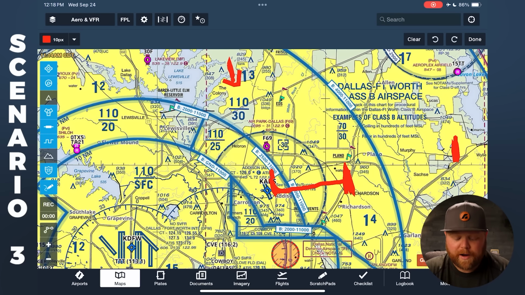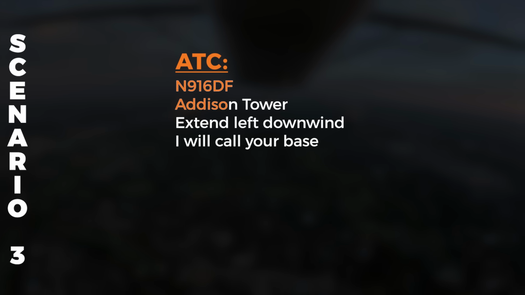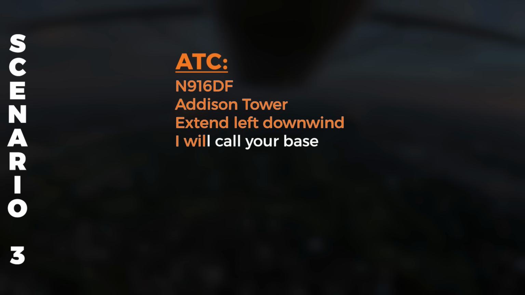So they know that you probably can't see this jet traffic out here. Instead of telling you to look for them just yet, they're just going to extend your downwind. So the call would look like this. They would say, "November 6 Delta Foxtrot, Addison Tower, extend left downwind. I will call your base."